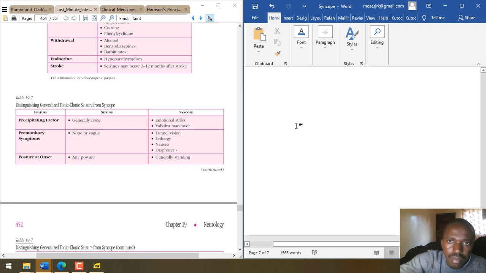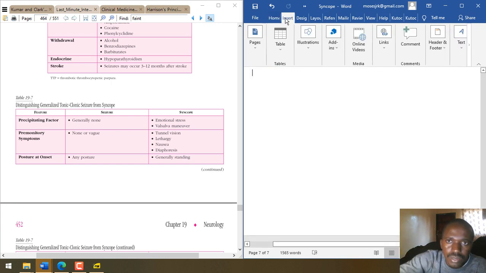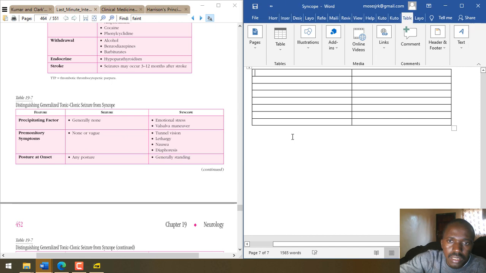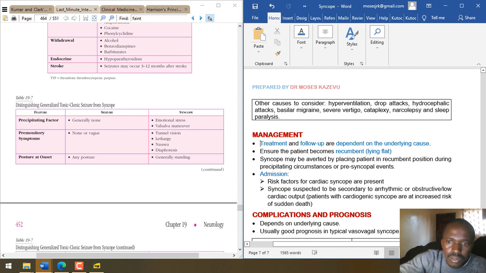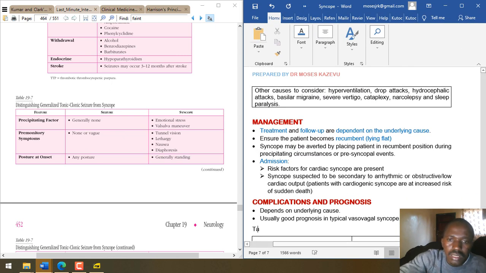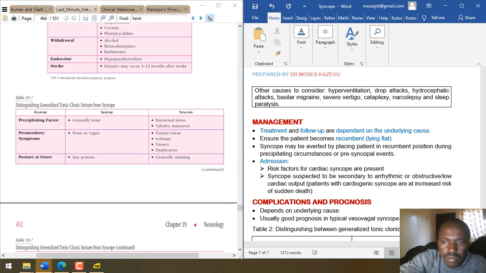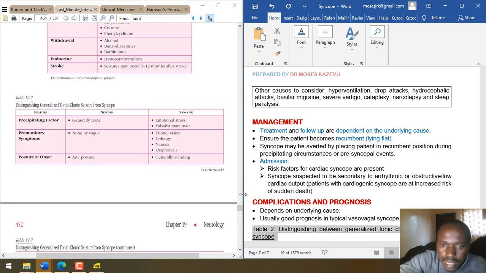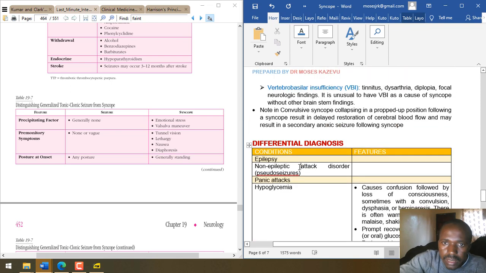So we distinguish between, so distinguishing between, so table two, distinguishing between generalized tonic-clonic seizures from syncope. Okay, so this should be underlined. And then this should be table one here, table one.